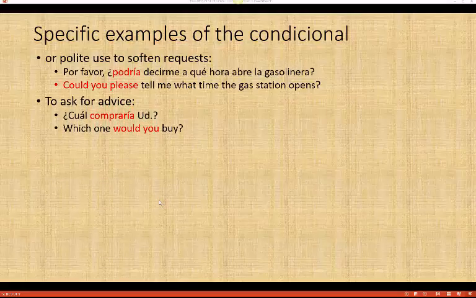To ask for advice, obviously. So, again, we fall into that would. Which one would you buy? What would you advise me to do? What would you think would be the best thing to do in this situation? Or buy, or you name it. So to ask for advice, ¿cuál compraría usted? Which one would you buy? Okay? Or yo compraría esta. I would buy this one. Okay?